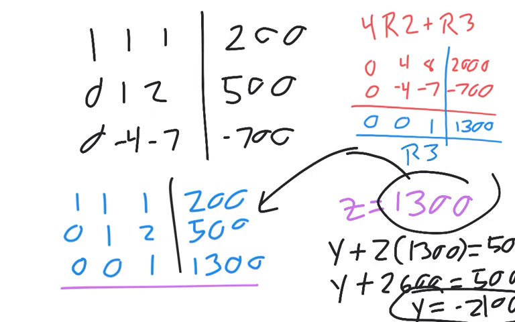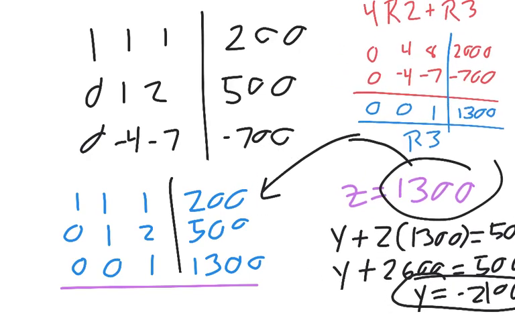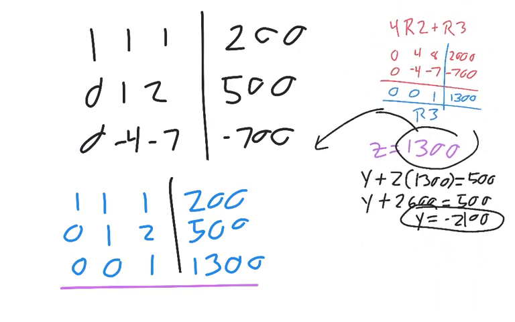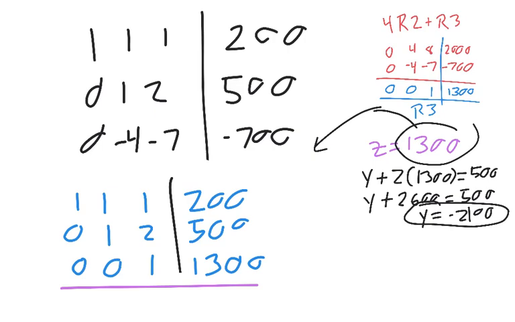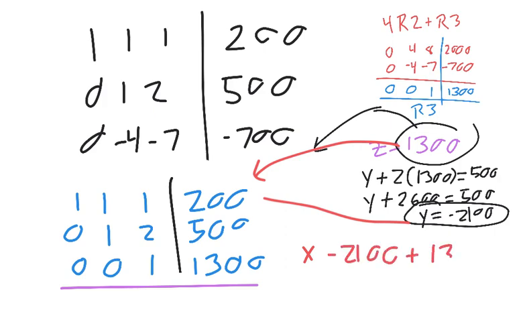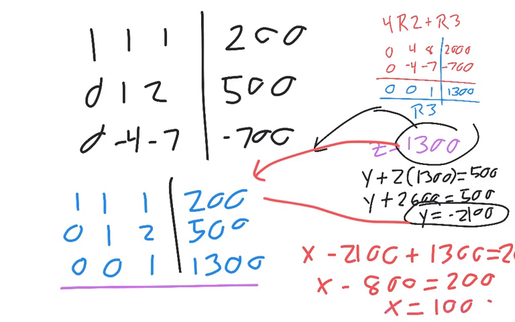Now I know the y and the z. So I'm going to plug both of those into the top equation to find x. So that's 1x plus 1y, which is negative 2100, plus 1z, which is 1300, must equal 200. So negative 2100 plus 1300, that's negative 800. And then add 800, so I get 1,000.